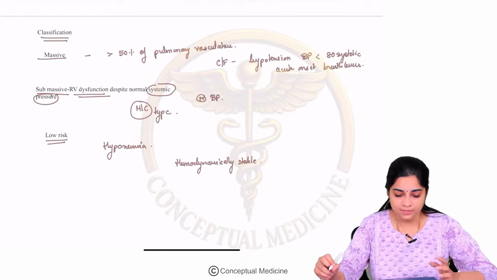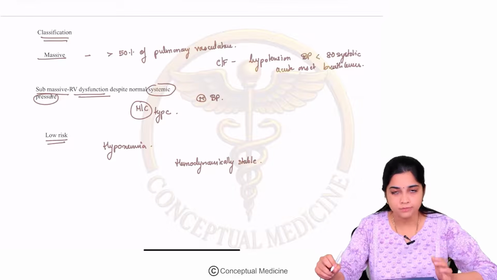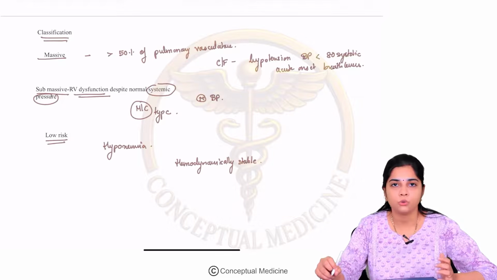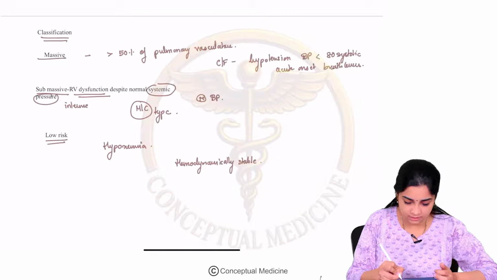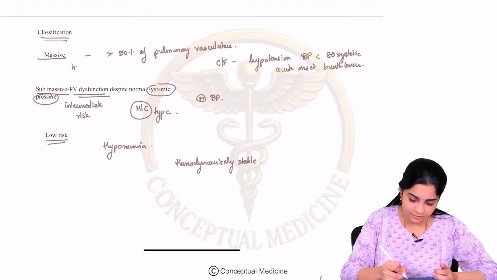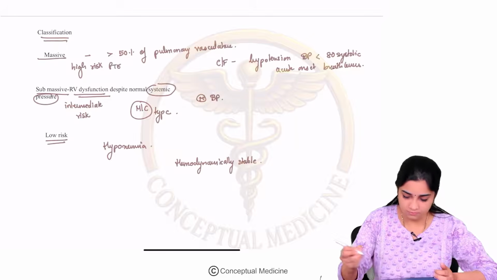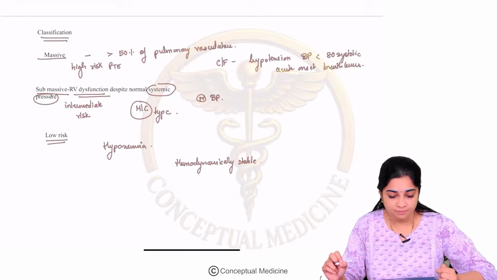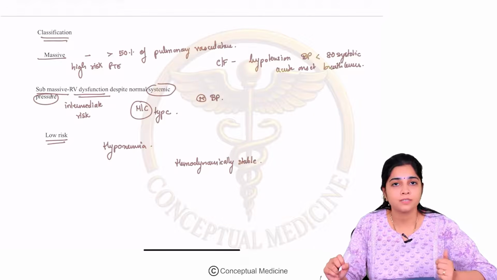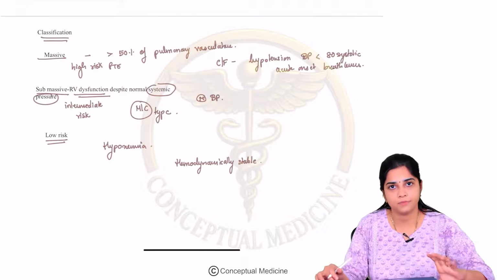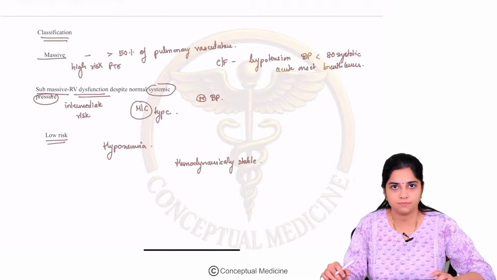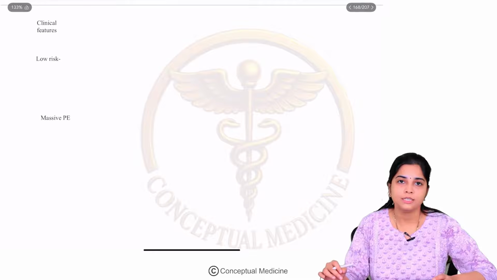Okay. So this is about the classification. We have massive, submassive and your low risk PTE. Your submassive is your intermediate risk PTE and your massive is your high risk PTE. Fine. So always remember, your massive pulmonary thromboembolism presents with acute onset breathlessness and severe hypotension, and they can also go into cardiac arrest. Let us look at the clinical features.